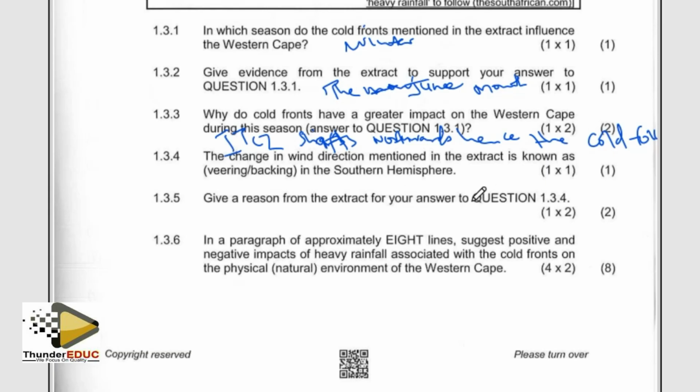Okay, the change in the wind direction mentioned in the extract is what? Since this is the southern hemisphere, we take backing. So the answer here is backing. Give a reason from the extract for your answer.